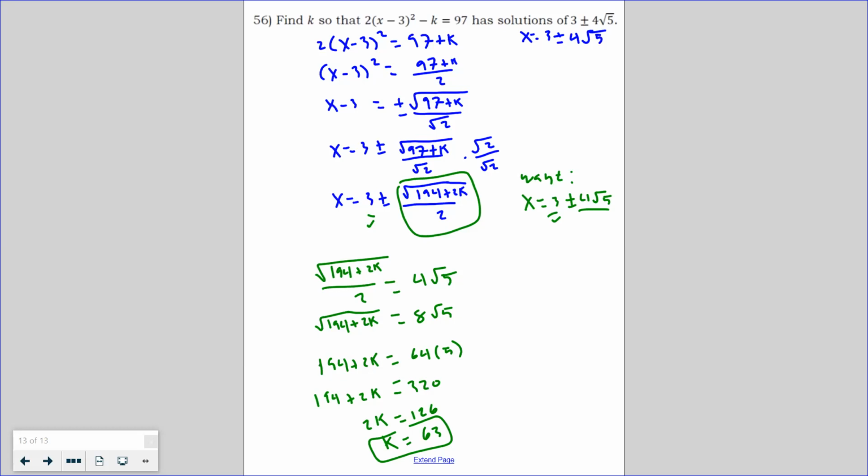But for me, I was like, well, if x equals 3 plus or minus 4 root 5, let me figure out what x equals. That's what I did right here. And then after that, I said, well, this looks pretty similar to what I have here. The 3's match. So the second part right here, the square root of 194 plus 2k all over 2, has to equal 4 root 5. So I can set these equal to each other, and I can solve for k, and k ends up giving me 63. So it's one of those weird problems to go about.